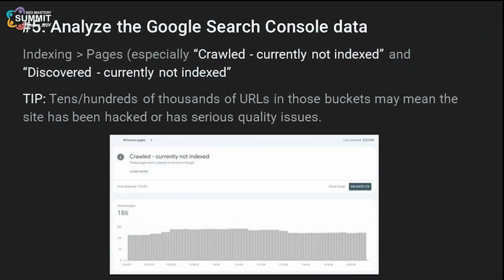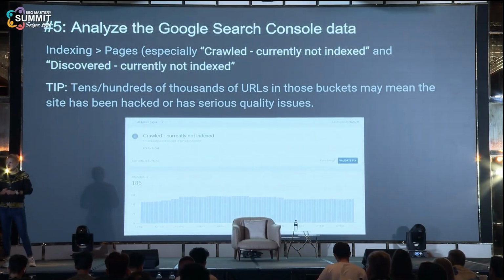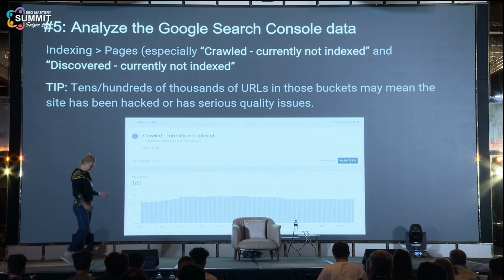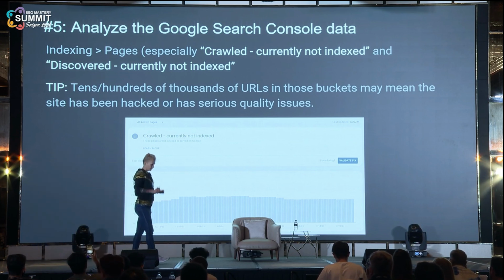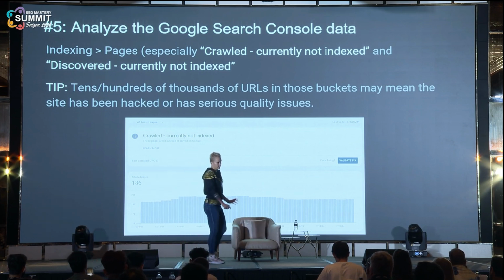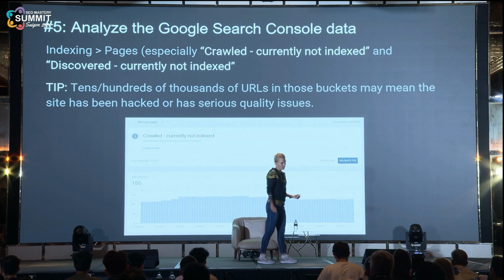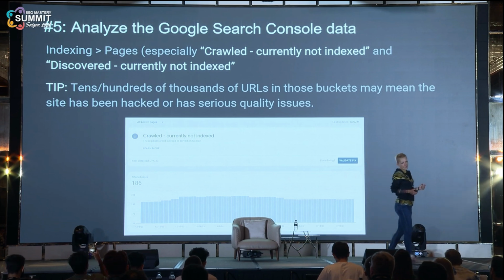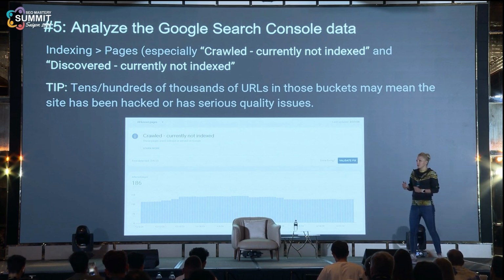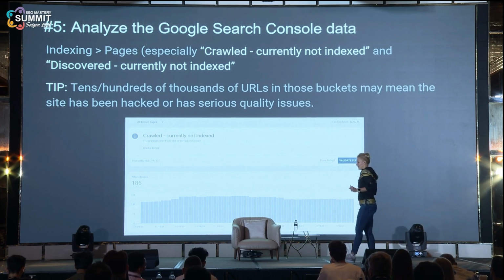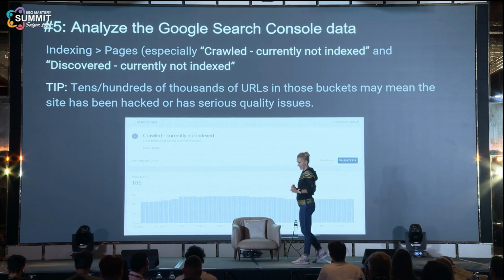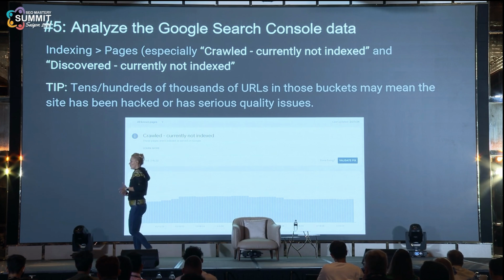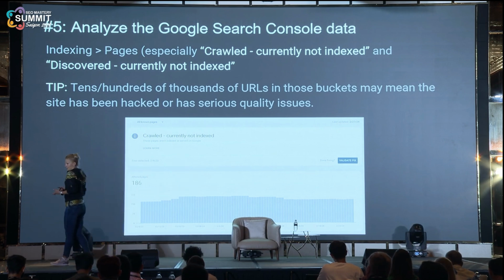Another report, which I like very much, indexing, especially the 2 buckets, crawled, currently not indexed, and discovered, currently not indexed. So any audits wouldn't be complete without you looking at those 2 reports. So crawled, currently not indexed. Usually, if you see a lot of pages there, especially a lot more pages than the site has, it may mean that, for example, the site has been hacked, with the famous Japanese keyword hack. So I also had a lot of cases like that. It may also mean there is a quality issue, and Google somehow doesn't want to index those pages.